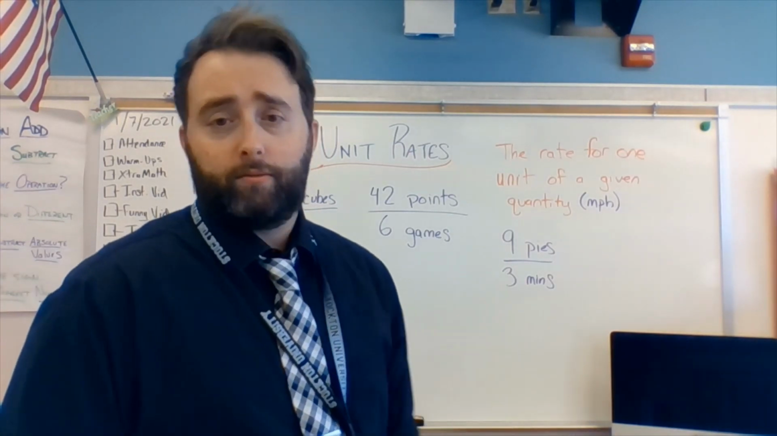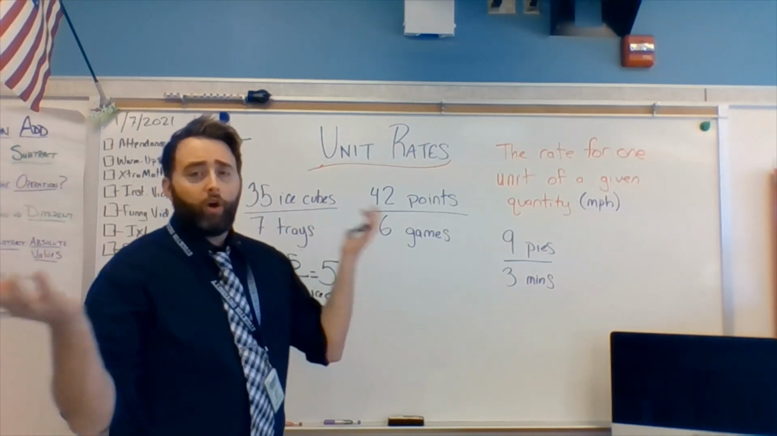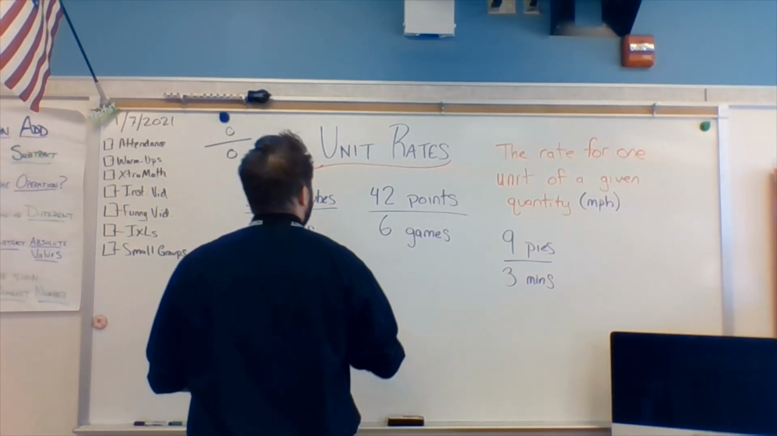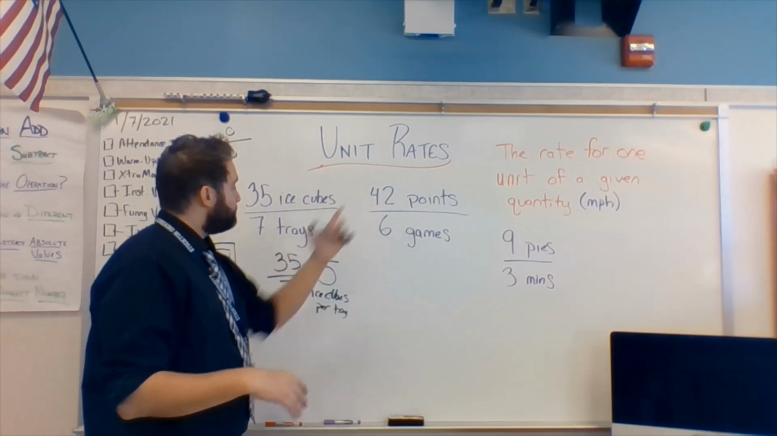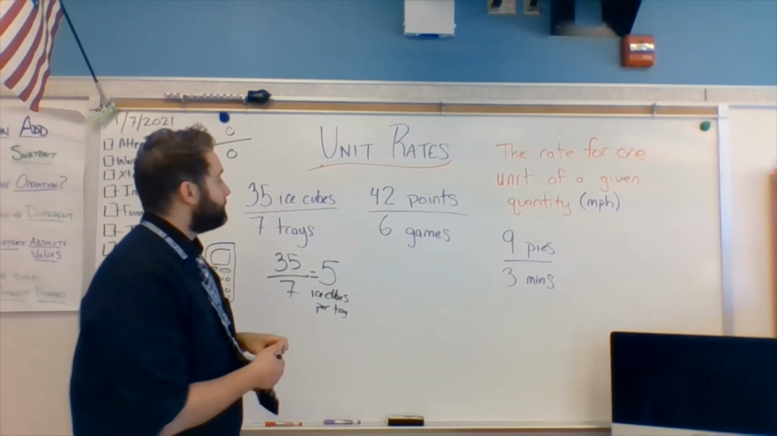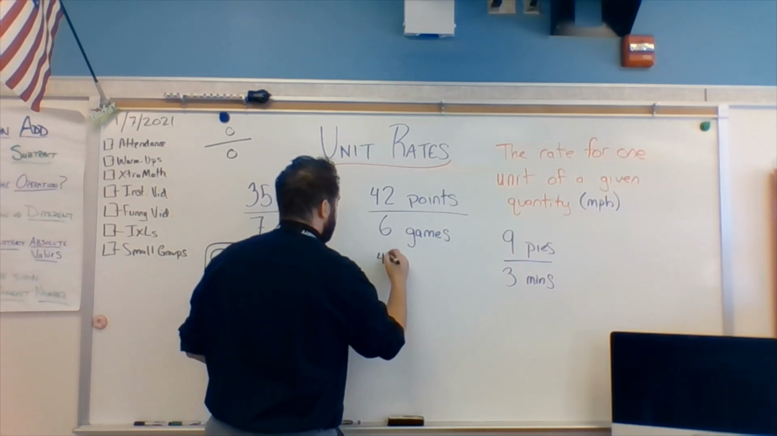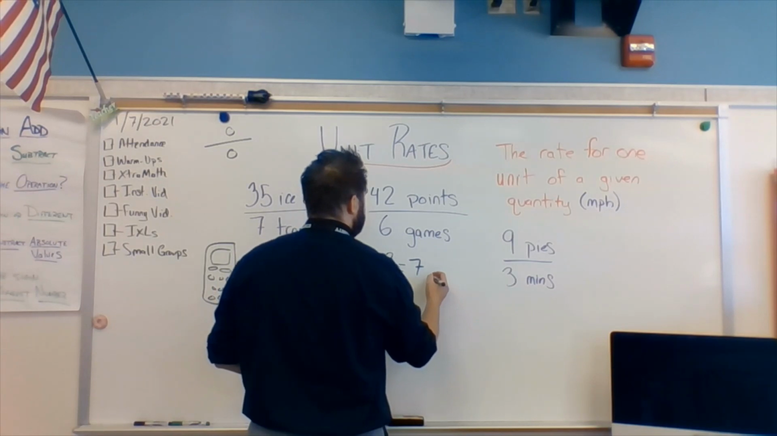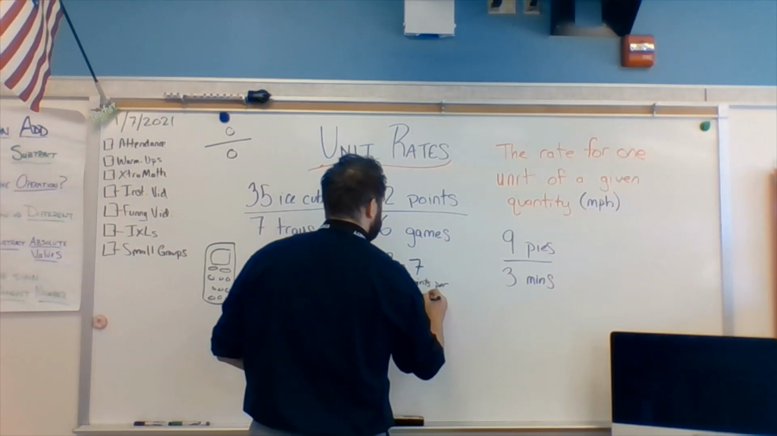Let's move on. Problem number 2. You're playing a video game and you score 42 points in 6 games. How many points per game did you score? So that's what we're trying to calculate right now. Points per game. This was ice cubes per tray. What is 42 divided by 6? I already have it written out like that. 42 divided by 6 is 7. 7 points per game.